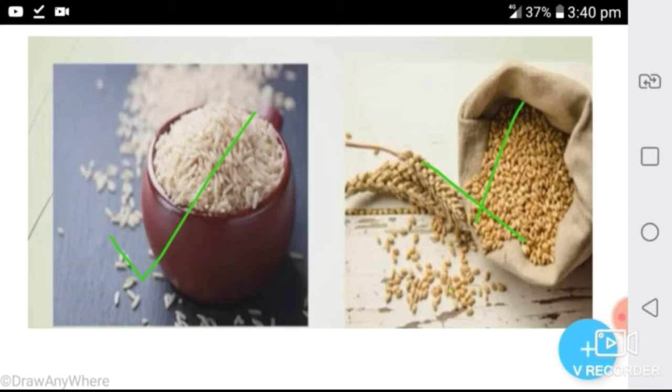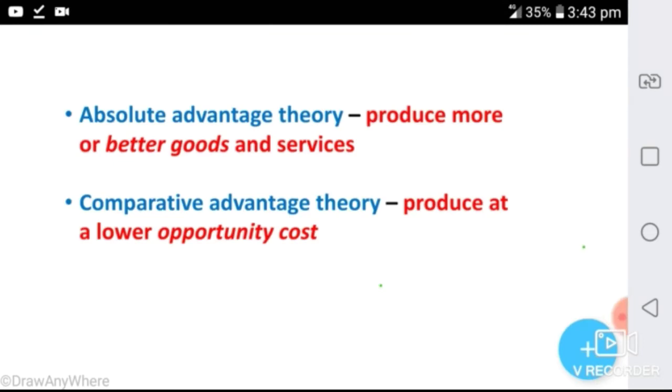So what is opportunity cost? Opportunity cost is the units of one good we have to sacrifice in order to increase the production of another good. This is the comparative advantage theory. So what is the difference between absolute advantage and comparative advantage theory? Absolute advantage theory was developed by Adam Smith and comparative advantage theory was developed by David Ricardo.